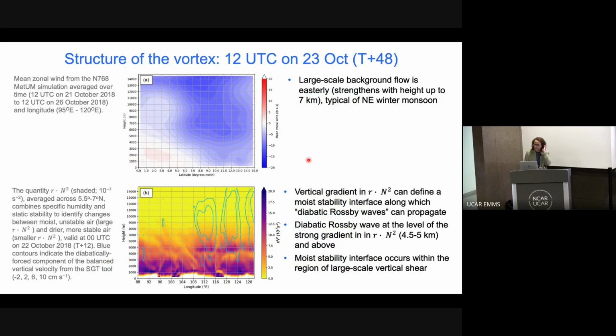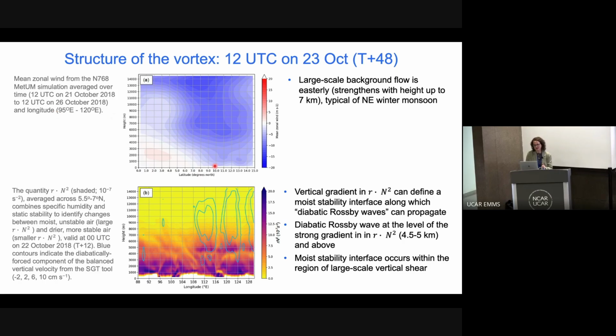Before we dive a bit more into the dynamics of this vortex, we want to look at the large-scale environment that characterized the large-scale environment in which this Borneo vortex developed. At the top, you see the large-scale background flow, and this is averaged for the entire duration of the global simulation, and we also average pretty much over the entire maritime continent. You can see it's a pretty wide averaging band.